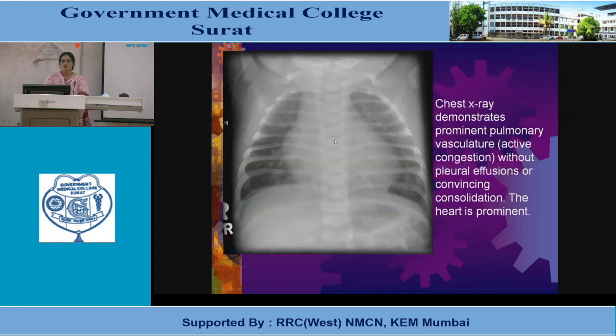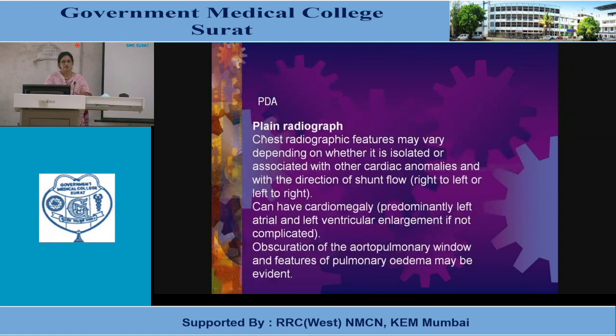This demonstrates prominent pulmonary vasculature noted bilaterally, which is active congestion. However, there is no pleural effusion or consolidation, and the heart appears prominent. PDA, the chest radiographs will differ depending on whether it is isolated or associated with other cardiac anomalies, and on the direction of the shunt flow, whether right to left or left to right. It can have cardiomegaly, predominantly left atrial and left ventricular enlargement, obscuration of the aortopulmonary window, and features of pulmonary edema.